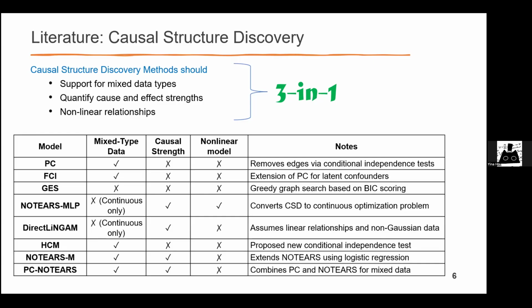Even though there are more recent models that can handle mixed data, shown as the last three. HCM can handle mixed type data, but doesn't provide causal strengths and doesn't fit the nonlinear assumption. And another two models, NOTEARS-M and PC NOTEARS, can handle mixed type data and provide causal strengths, but don't cover nonlinear relationships. So we can say there is not a model which can cover all three points we cared about.